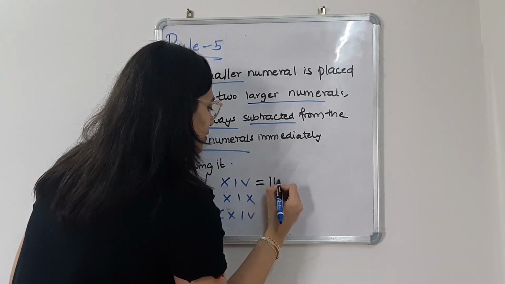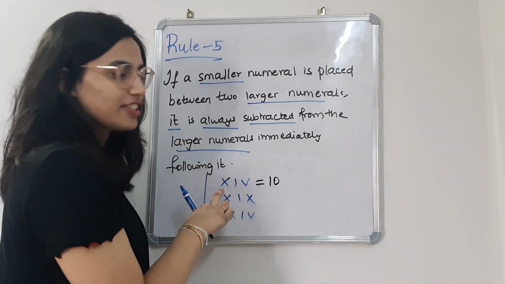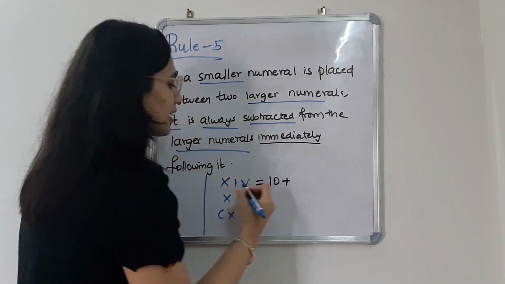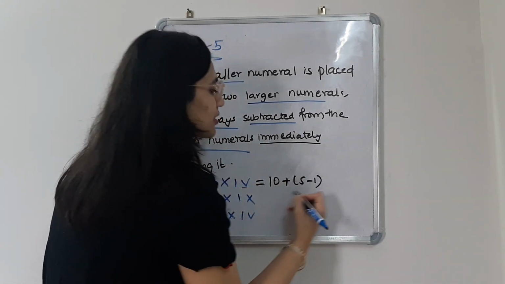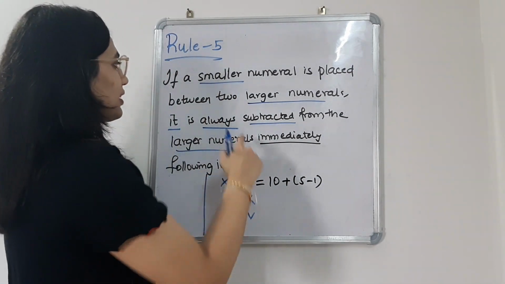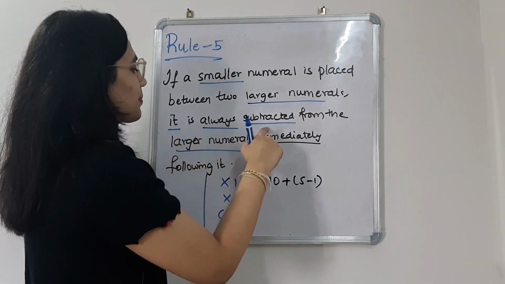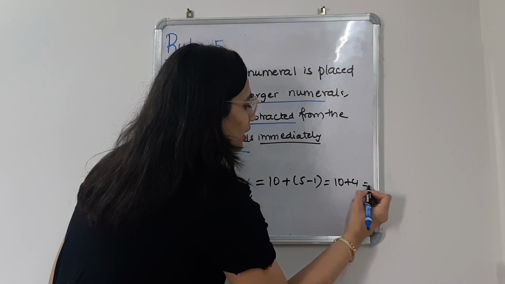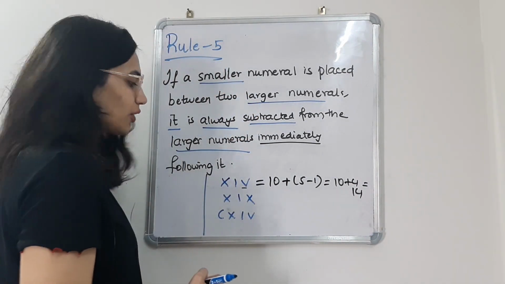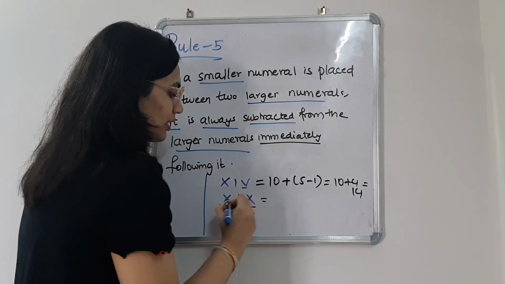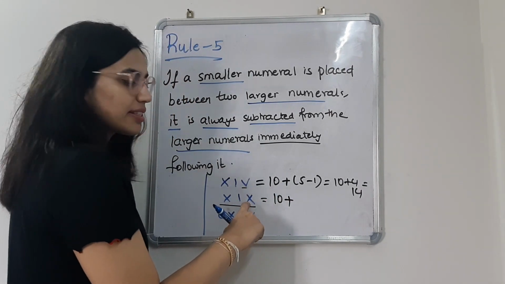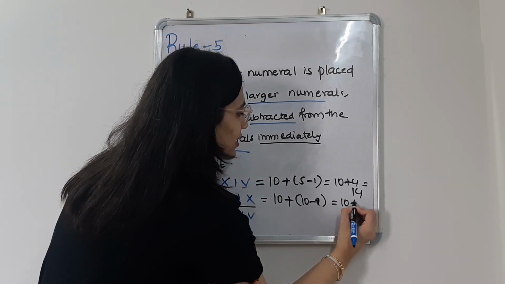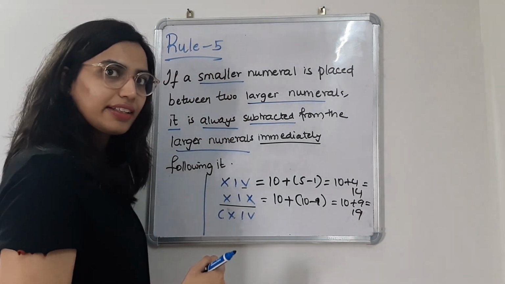Now, what is this? 5. So, it's not saying anything about the left hand side. It's saying about the right hand side, that is immediately following it. Take this and subtract 1. It is saying that between two large numerals, it is always subtracted from the larger numeral immediately following it. So it will be 10 plus 4, nothing but 14. Okay. Now what about this? This is 10 and this is 10 and this is 1. So we can write it as 10 plus 9, 19.